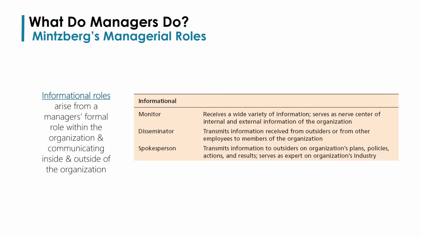He is a disseminator, transmitting information from outside sources or different employees to other members in the company, so from inside or outside. A spokesperson, he is someone who relates information to outsiders about the organization. For example, if he is in a stakeholder meeting, and he is talking about the plan ahead or the upcoming 5-year plan, or talking about a policy that the company is signing up to, something like environmental protection. So he acts all of these roles: a spokesperson, a disseminator, and a monitor under the informational role.